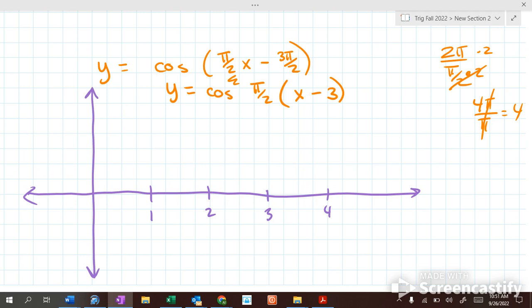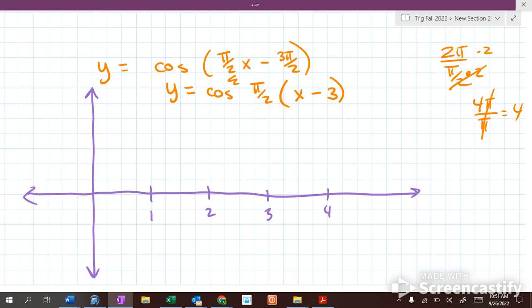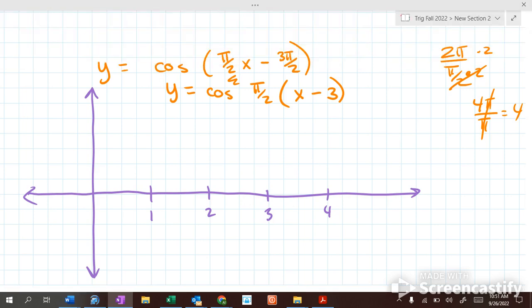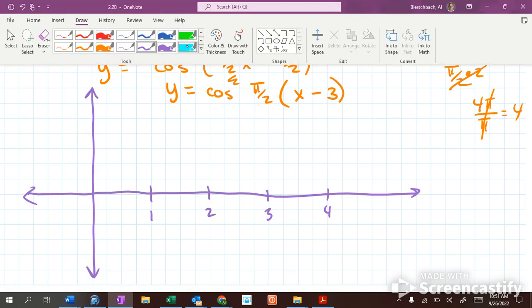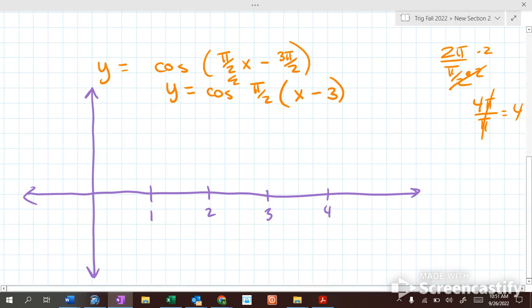Now, on a problem like this, I can't graph the normal cosine curve because the normal cosine curve uses pi's and all this stuff. And my axis just has normal numbers on it. So what I'm going to do first is I'm actually going to graph y equals the cosine of pi over 2x.